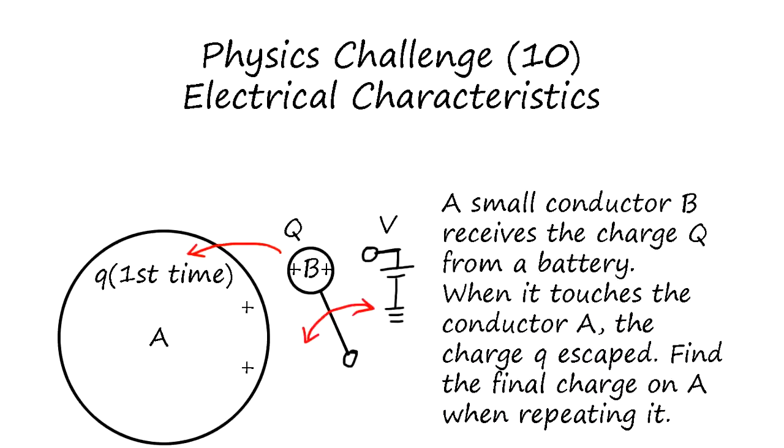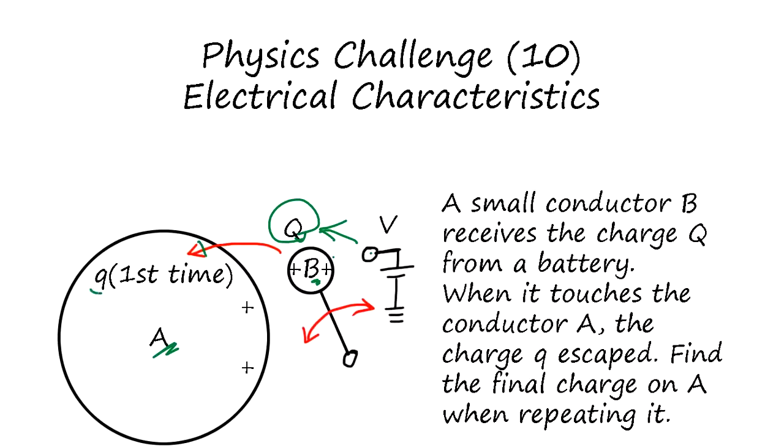Physics Challenge 10, Electrical Characteristic. We have a situation here where conductor B received the charge Q from the battery. When it's touched to the battery, it receives Q, and it touches the conductor A.